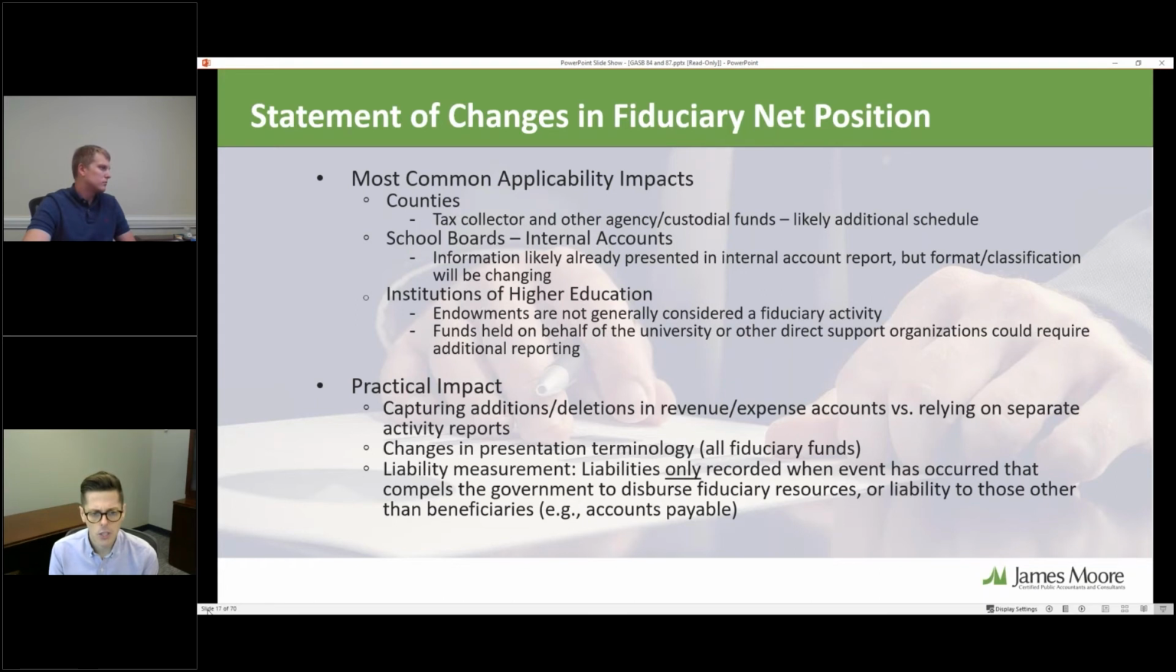There's a change in the presentation terminology for all fiduciary funds. Liabilities will only be recorded when an event has occurred that compels the government to disburse fiduciary resources, or a liability to those other than the beneficiary. So you'll carry a fund balance for these funds now, instead of just having an offsetting liability account, unless there are payables out of that account or other liabilities that just occur throughout the normal course of business.